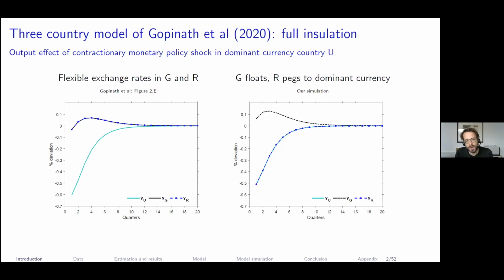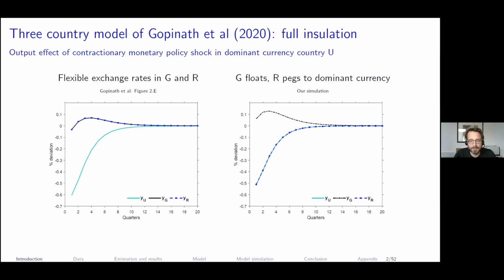You see two countries, country G and country R, and both operate flexible exchange rates vis-a-vis the dominant currency country. Their output, the two lines being on top of each other, does not really respond to that contraction. So here you go: this is insulation in the face of a foreign shock, in the latest state-of-the-art model, we argue. This is the latest incarnation and goes back to Mundell-Fleming, and you see the insulation property is still there. That's meant to be illustrated with that reproduction.